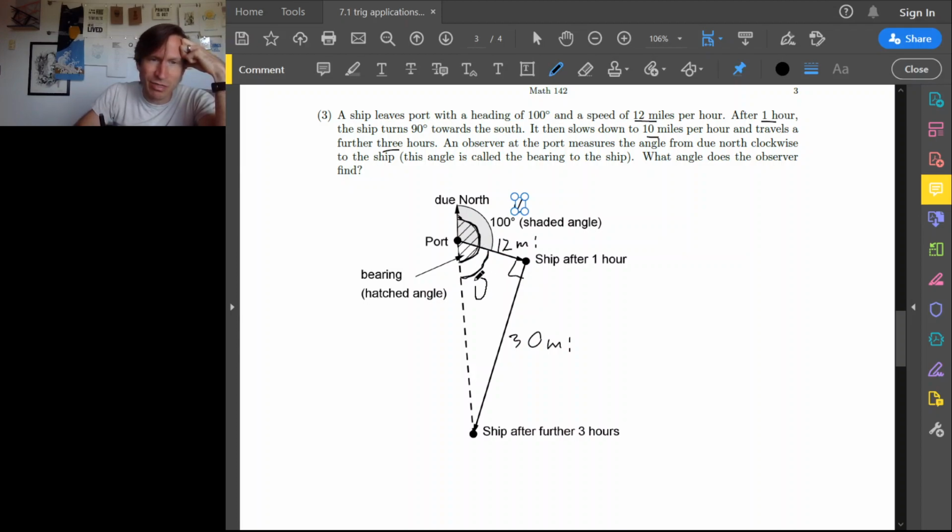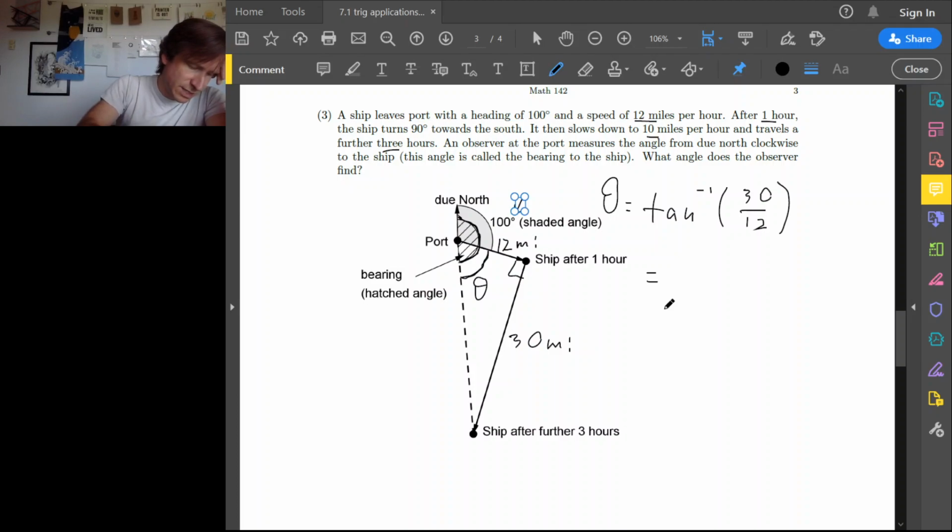So let's call this angle theta, as usual. And let's see, we know the side opposite and the side adjacent, so we should use inverse tangent again. So that angle theta is inverse tangent of, looks like it's 30 over 12. So let's see, inverse tangent of 30 over 12. So that's 68.2 degrees.